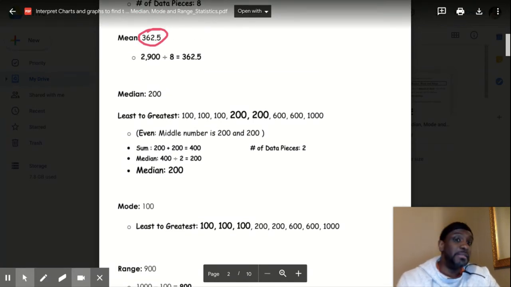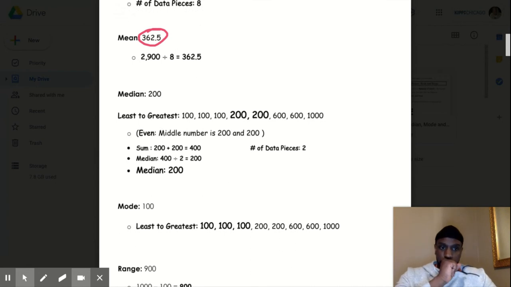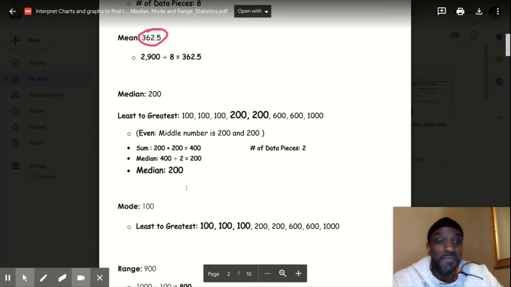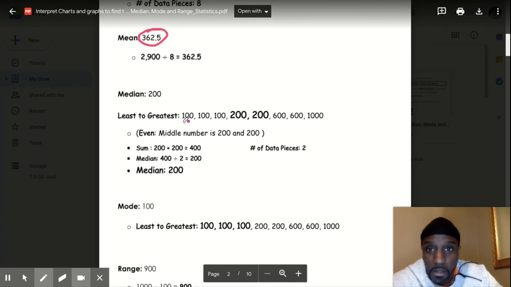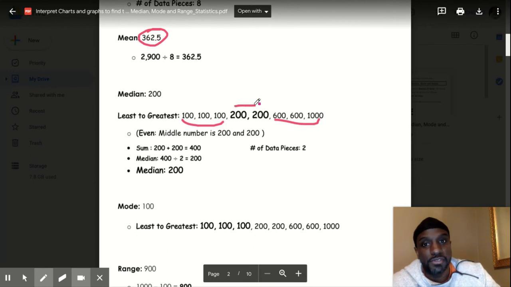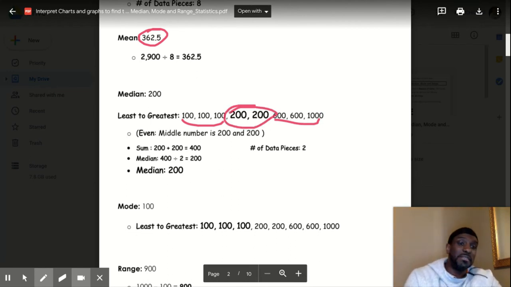The median is the middle number, okay? I told you guys if you have an odd set of numbers, then it's easy to find the median. If you have an even set, then you have to find the average of the two middle numbers. We have 8 numbers here. They're in order from least to greatest. You got to put them in order from least to greatest to find the median. So I have 3 numbers here, 3 numbers there. Therefore, I have 2 middle numbers. They will be the 4th and the 5th number. That is 200. I got to find the average of those 2 numbers. To find the average, add them together, divide by how many numbers you have.